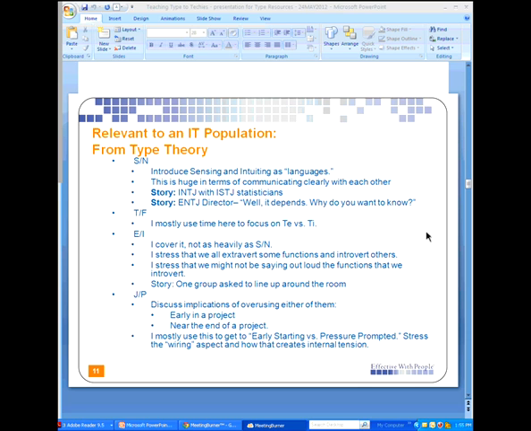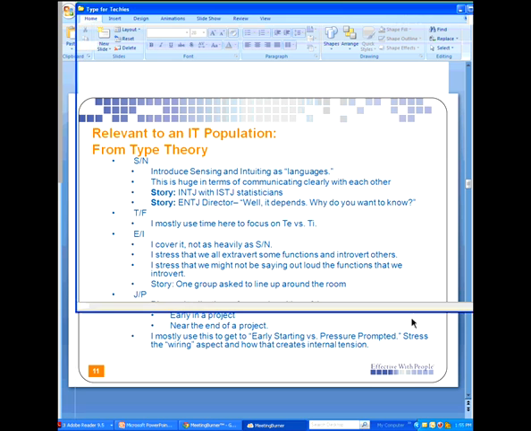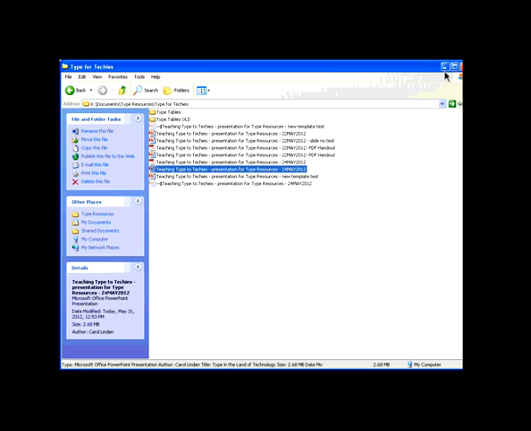So any comments there before we move on? I'm good. Okay. Does this seem applicable to folks you've worked with? Does this seem useful? Well, absolutely.